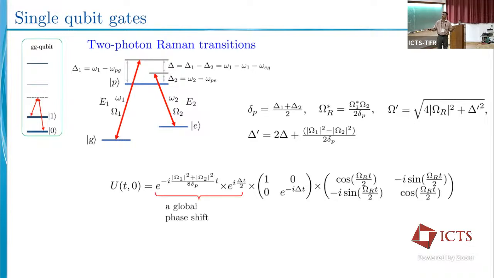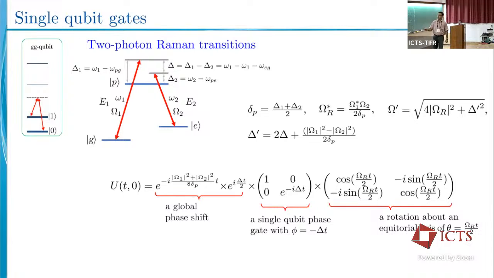This is also a rotation gate. This is one global phase, this is some single qubit phase gate, plus a rotation. Actually in the previous slide I was using omega t equal to theta, the same thing basically. So again we have a rotation gate. Suppose we are doing a single qubit gate, we can do everything from here by these three rotation gates.